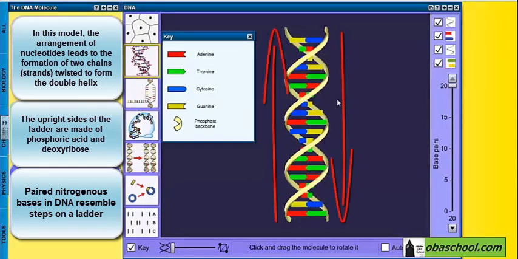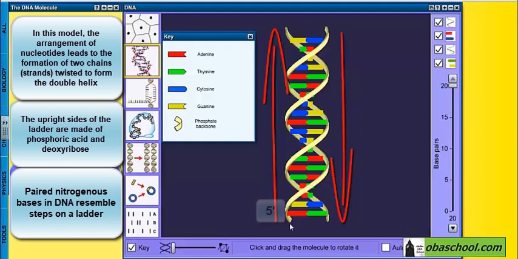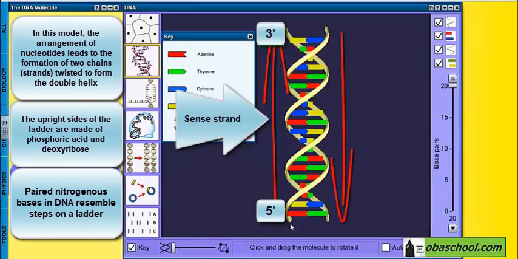The two polynucleotide strands are anti-parallel, which means they are parallel, but they run in opposite directions. One direction is the 5' to 3', and it is the sense strand, and the other direction is the anti-sense strand.